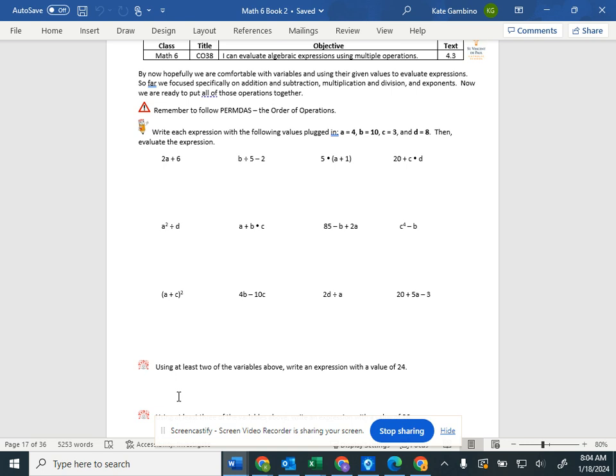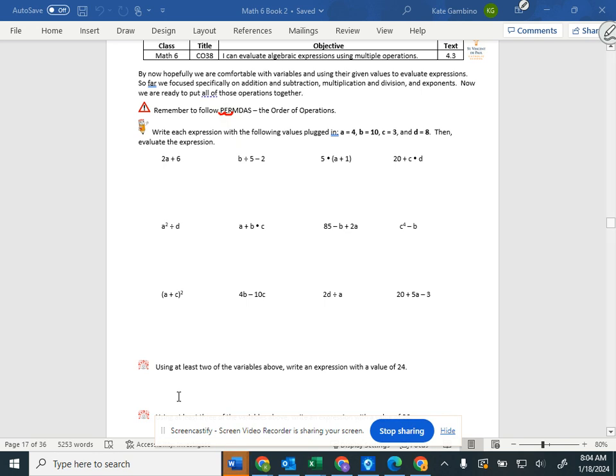So remember how we do those exponents. Then our next, exponents and radicals. Radicals are those square roots. Square root of 25 is 5, because 5 times 5 equals 25. So we have parentheses as the first level. Then we have exponents and radicals.